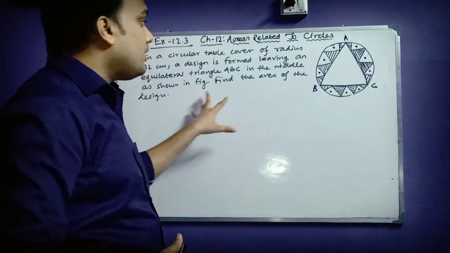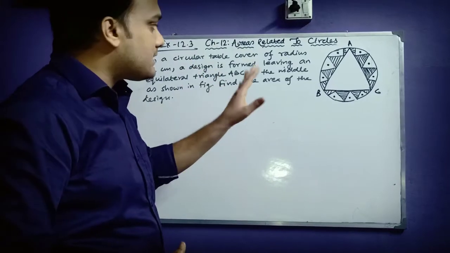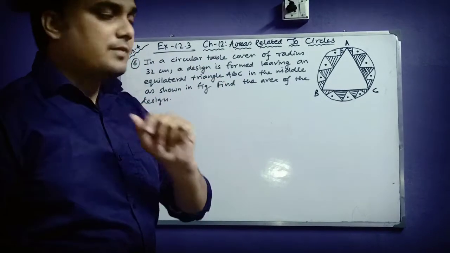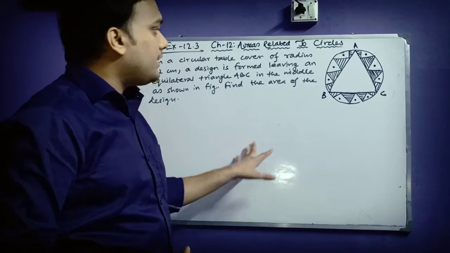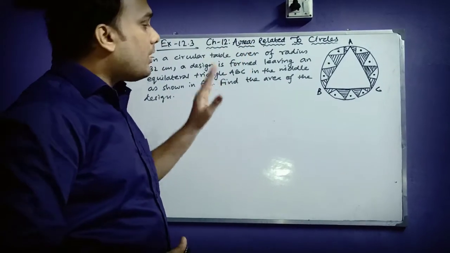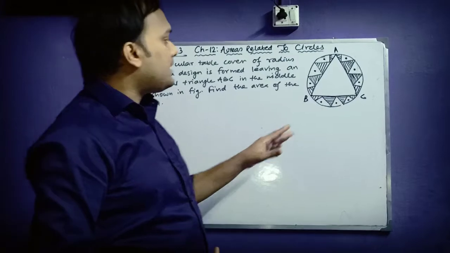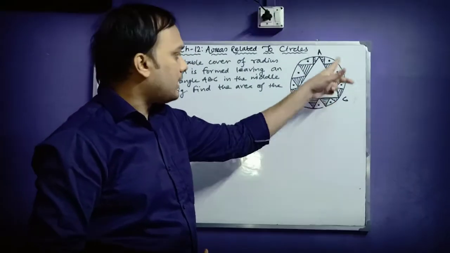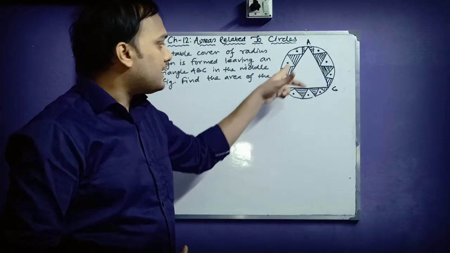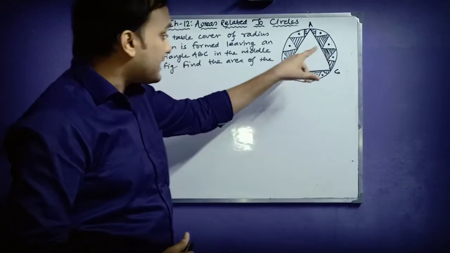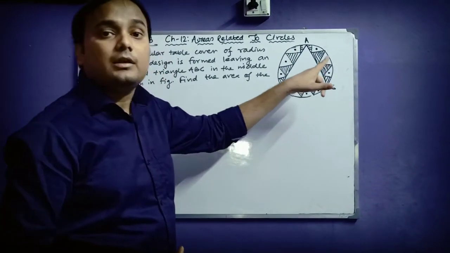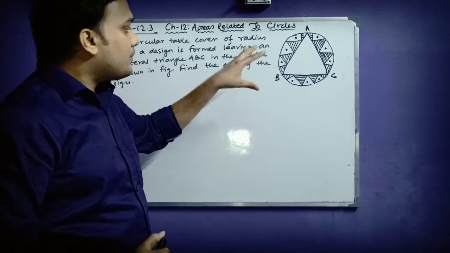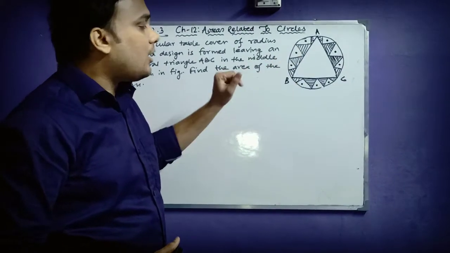We only know the radius of the circle, and else we don't know anything here. One more thing we know is that triangle ABC is an equilateral triangle. We need to find the area of the design. Now what do you mean by area of the design? Design means in this circle, you can see that there is an equilateral triangle. Except that equilateral triangle portion, the other regions are representing the design portion. So we need to find the area of the design here.